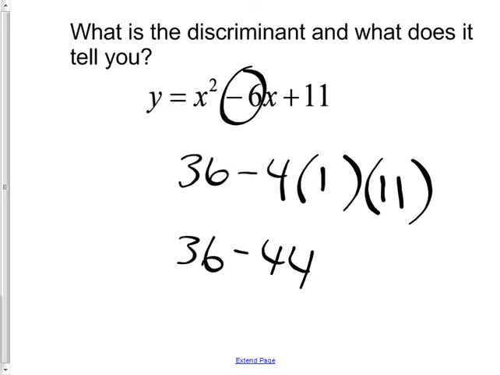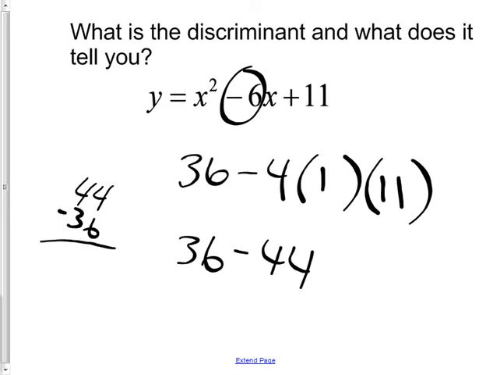Because if it comes out negative, I know there's how many answers? There's 0 real answers. So the discriminant is going to tell me that there's no answers. But I really should finish it. The actual answer, when I subtract 44 from 36, it's like 44 minus 36 this way. It's just going to have a negative answer.